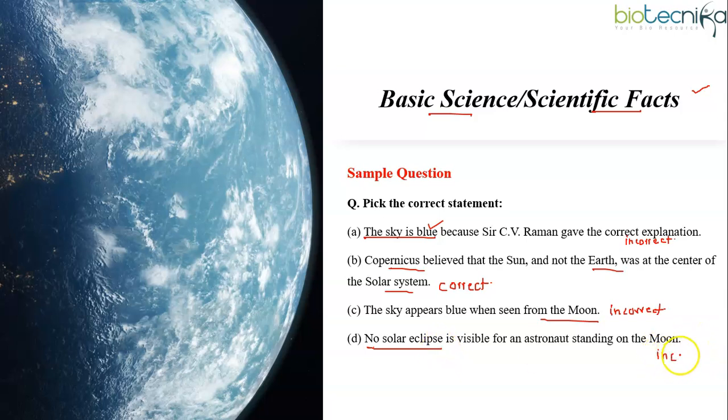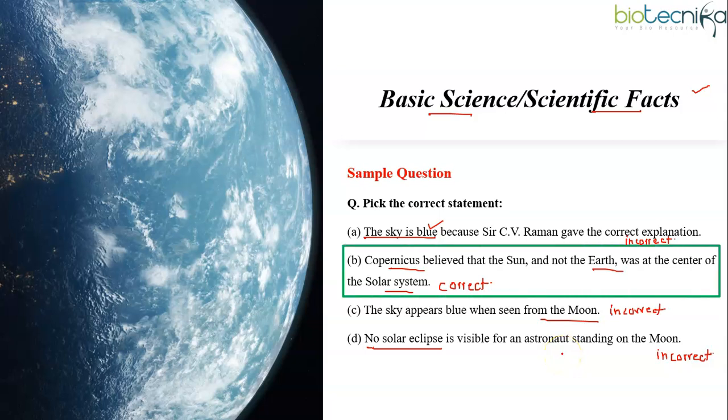This statement is incorrect. An astronaut on the moon can witness a solar eclipse. From the moon's perspective, a solar eclipse occurs when the earth passes between the moon and the sun, casting a shadow on the moon's surface. And this event is called a lunar eclipse from the earth's perspective, but involves the earth obscuring the sun from the moon's perspective. Therefore, an astronaut on the moon would see the earth moving in front of the sun during this event. So the answer here is option B, as we have to pick the correct statement.